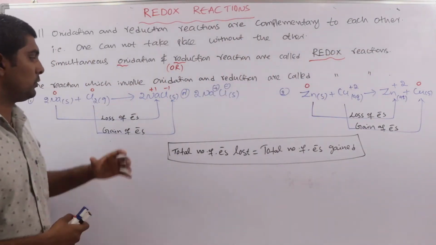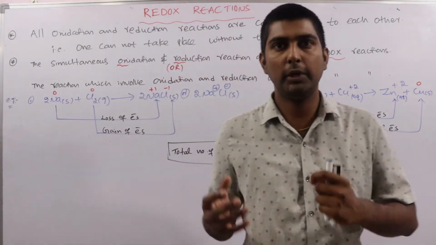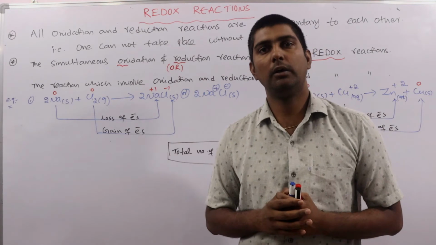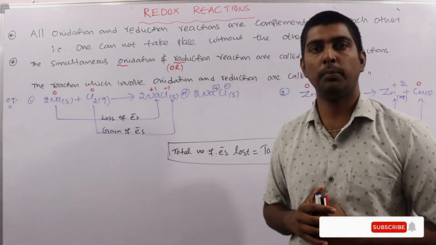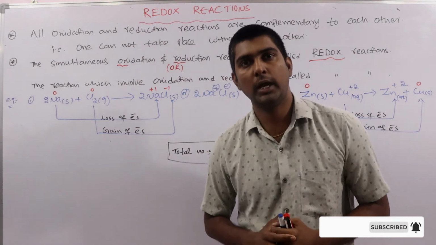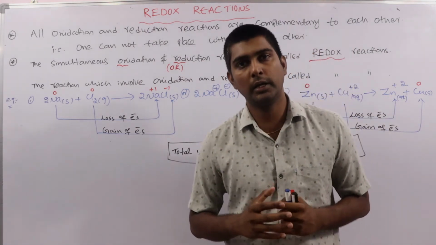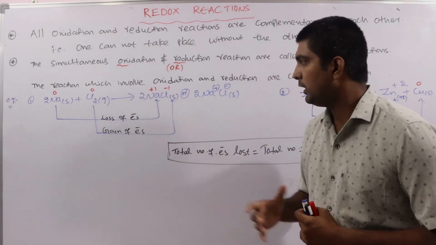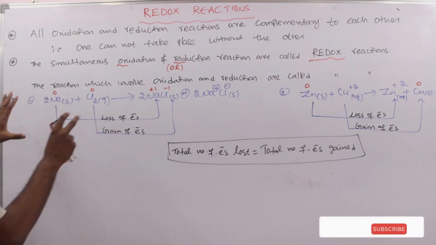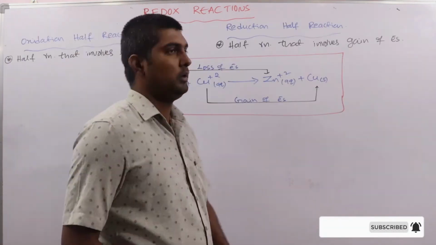Okay, clear? So to understand this one, redox reactions can be split into two parts. One is the part which involves the loss of electrons, another part is which involves the gain of electrons. They are called half reactions: oxidation half reaction and reduction half reaction. So for the redox reaction that we discussed now, let us see what the oxidation half and reduction half reactions are.